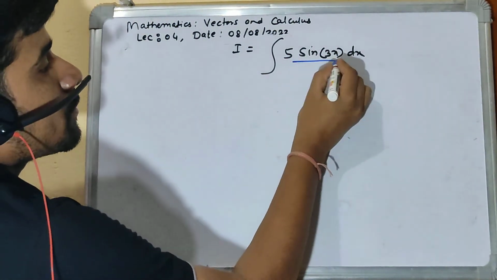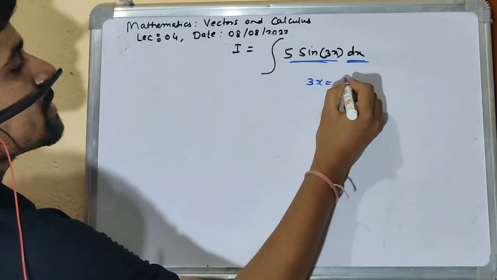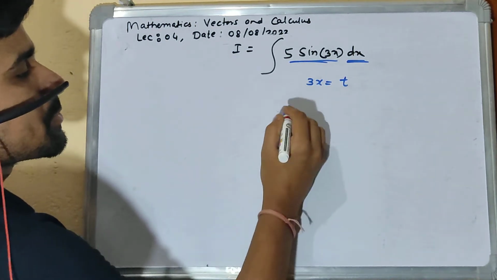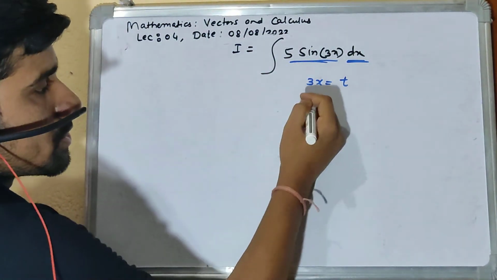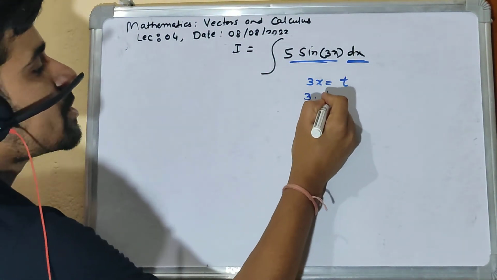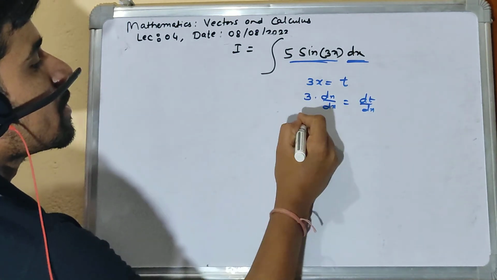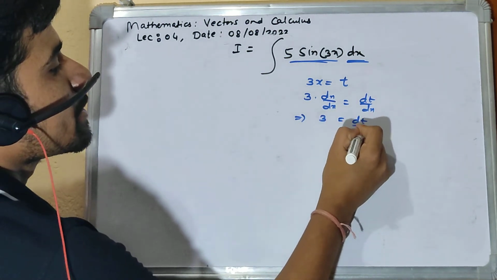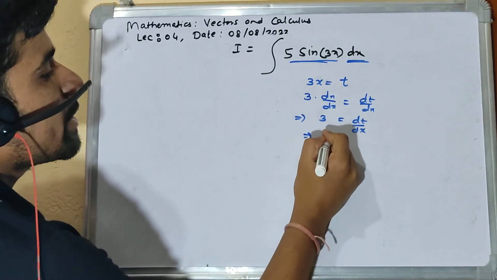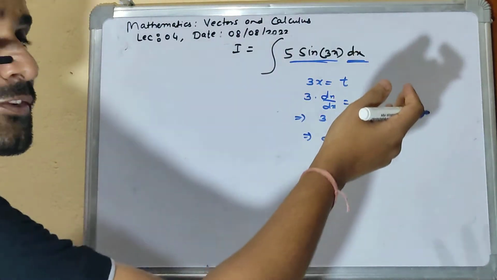So this is the integral of this function with respect to x. I'll place this 3x as a variable, let's say t. I'm substituting 3x as t. Now let's differentiate this with respect to x: 3 times dx by dx equals dt by dx. So dx by dx is 1, and 3 equals dt by dx. So if I calculate dx, it is nothing but dt by 3. Now I'm converting everything to t format.